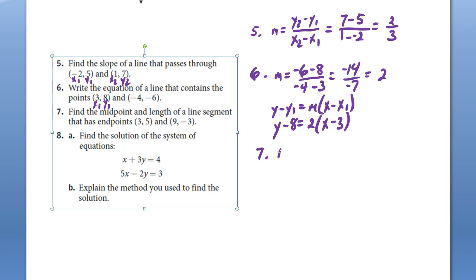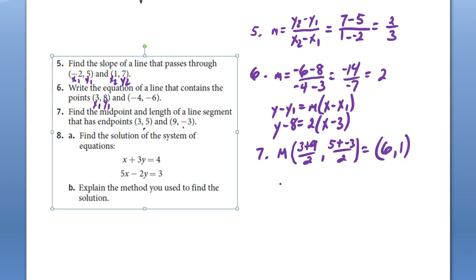Let's find the midpoint first. We might call it M. To find the midpoint, you average the x-coordinates, so 3 plus 9 divided by 2, comma, and average the y-coordinates, 5 plus -3 divided by 2. And this will make this ordered pair. 3 plus 9 is 12, divided by 2 is 6. 5 plus -3 is 2, and 2 divided by 2 is 1. 6 comma 1 is in the middle between that and that.